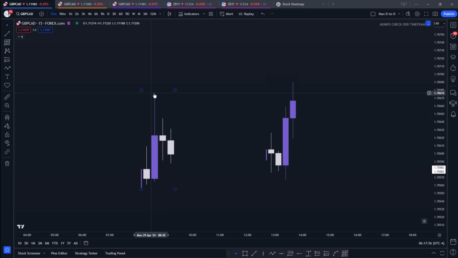So remember how we identified open, high, low, close. This is the high of this candle, this is the high of that candle, and this is the high of this candle, therefore making this a swing high. So that's a swing high. That's a swing high in this example.